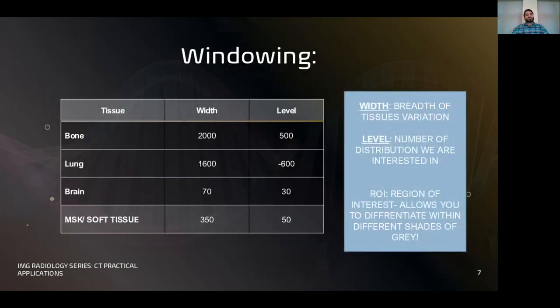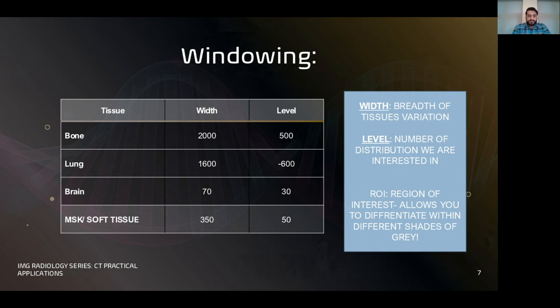So the concept of windowing is where we're coming on to what we just discussed. The concept of windowing is essentially focusing on a particular set of tissues in order to differentiate between the different types of tissues. Windowing also allows something called the region of interest, which again is what we discussed, differentiating between different shades of gray. So you're focusing on a particular area. And you can see there are different types of windowing for each particular type of tissue.